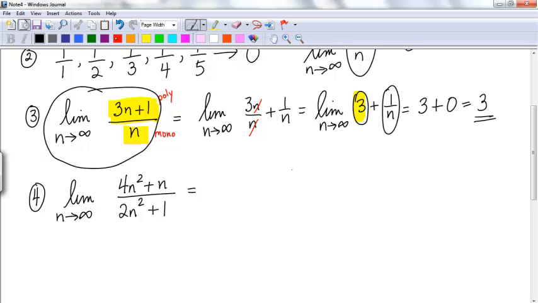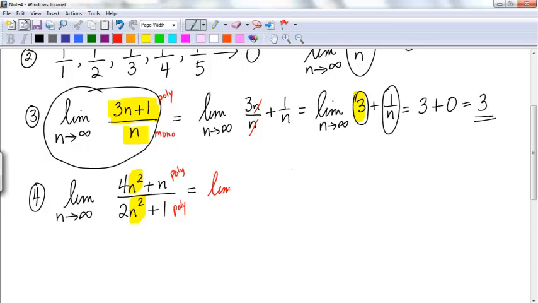Okay, so on this one, we've got a polynomial over a polynomial. It's got plus or minus signs in between, so it's polynomial over a polynomial. What you do on this one is you look at all the terms and find the term with the highest degree. Well, in this case, the highest degree is an n squared. You divide every term of your polynomial, top and bottom, by that highest degree.